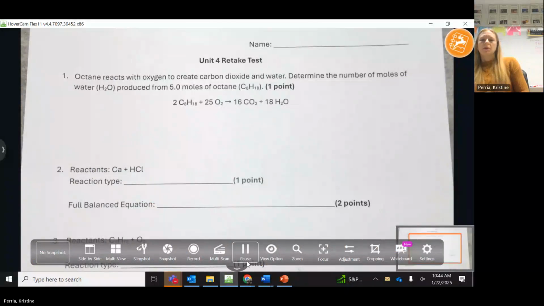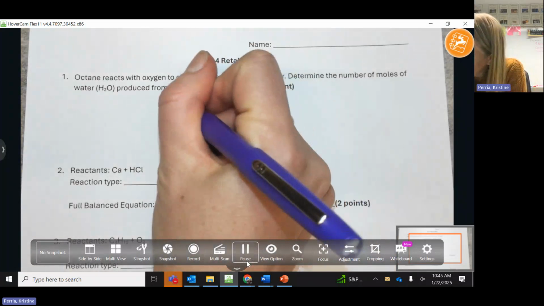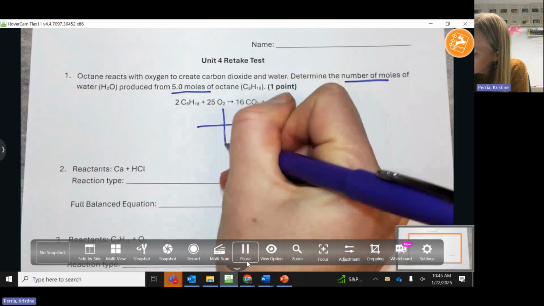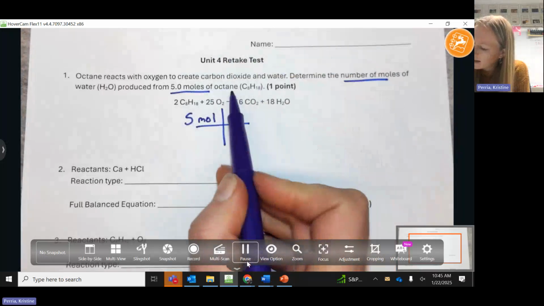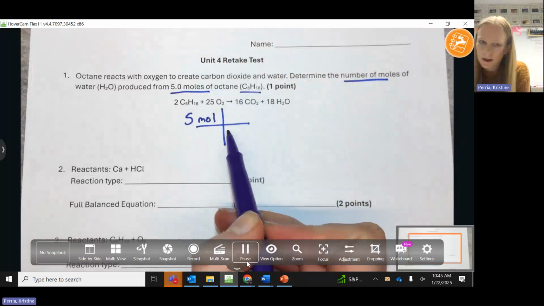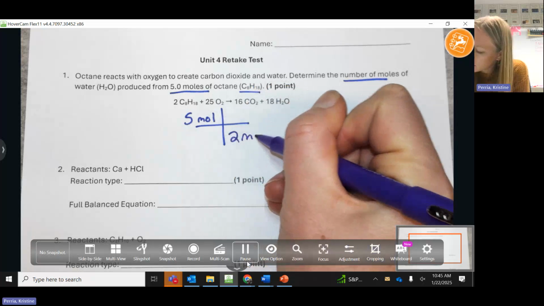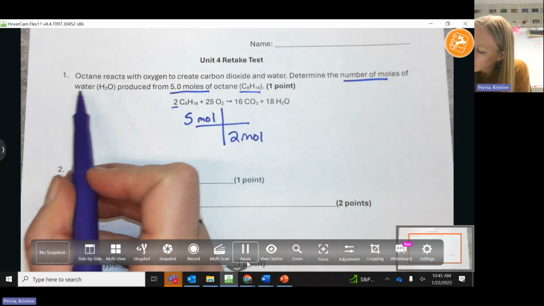Okay. Similar type problem. We are given moles and we are going to go to moles. So we are given 5 moles of octane and we're going to moles. So this is just a 2-step problem. So I'm going to put 5 moles up here. Okay. And that's of octane. So I know that this one diagonal to it needs to also be about octane. So that's going to be 2 moles, right? Because that's my coefficient.